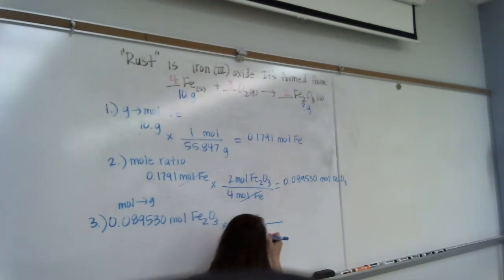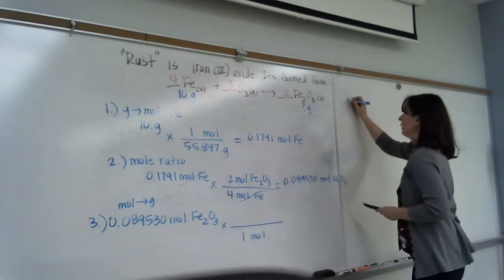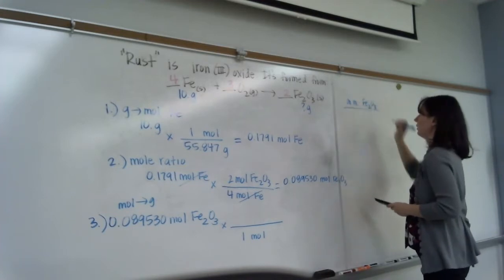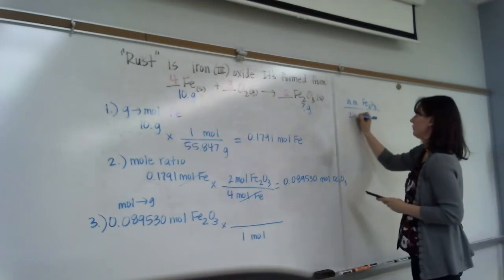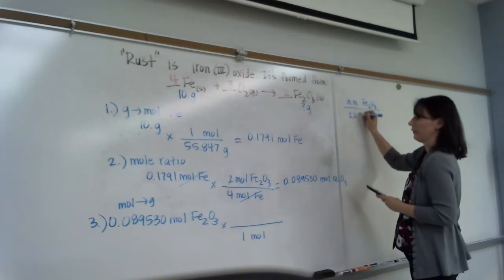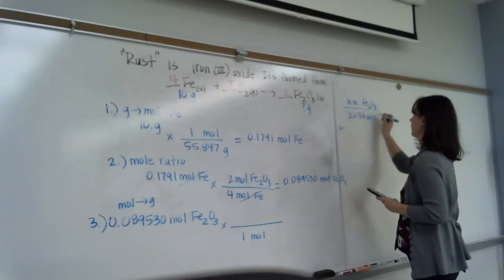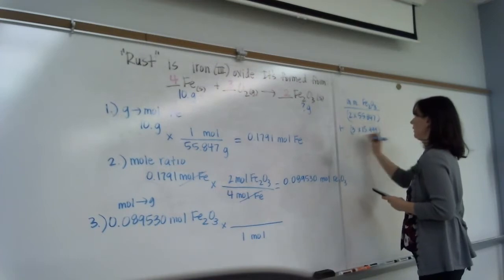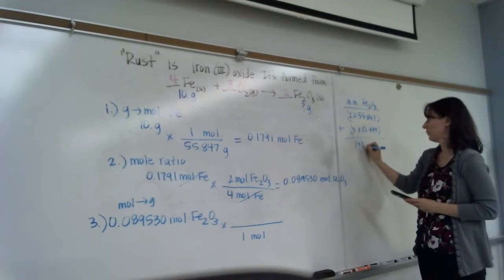1 mole. Now what's the molar mass of Fe2O3? How do I get that? We have to do a side calculation. All right, how'd you get that? I found the molar mass of iron times 2 and the molar mass of oxygen times 3. Great. 55.847 plus 3 times 15.999. And what'd you come up with? 143.688.